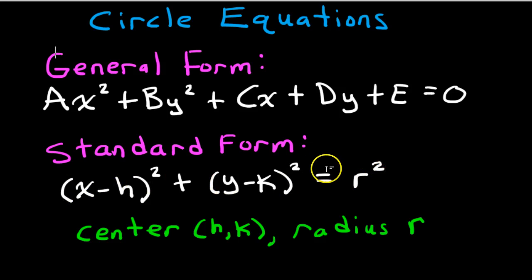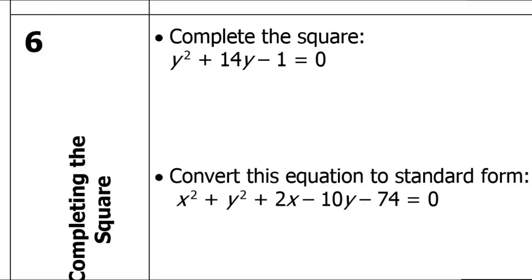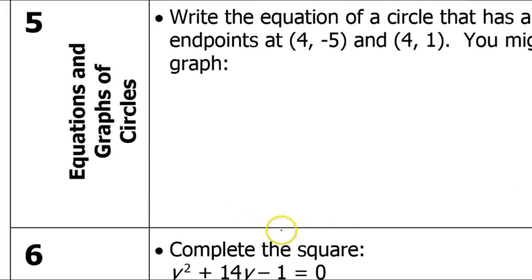And if I do have this version, I can easily tell the center because it'll be the opposite of this number and the opposite of this number. I can also tell the radius because whatever number is at the end will be the radius squared. So the radius, I guess I could technically find it by doing the square root. Anyway, let's look at some actual problems.